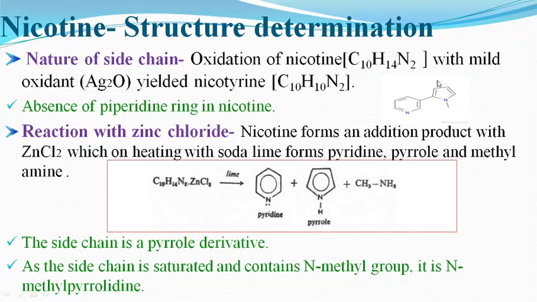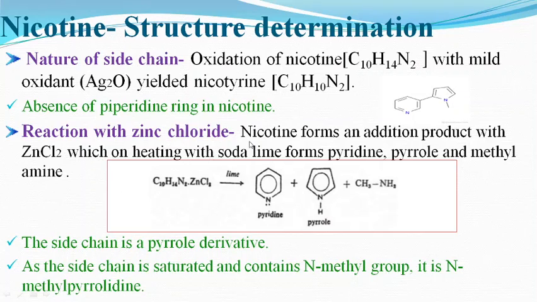And you can see the oxidation with silver oxide. As the pyrrolidine ring is present, it is converted into an unsaturated ring on oxidation. This means that there is no piperidine ring in nicotine, only a pyrrolidine, saturated 5-membered ring is present.